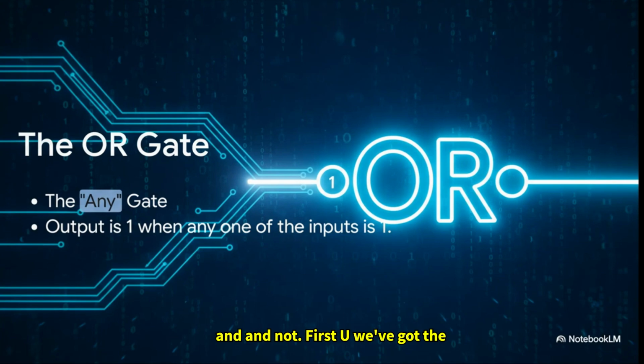First up, we've got the OR gate. This one is the most easygoing of the bunch. Its rule is super simple. If input A or input B is on, then the output will be on. It just needs any single one of its inputs to be a 1, and it's happy.